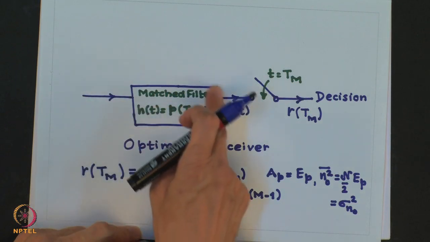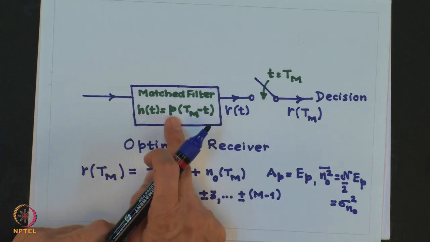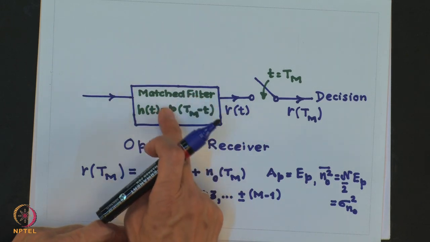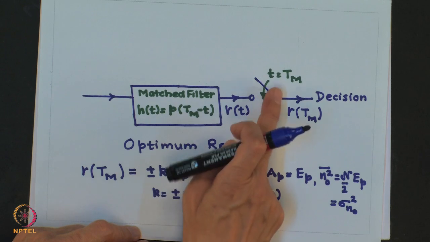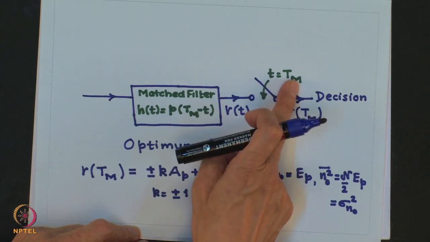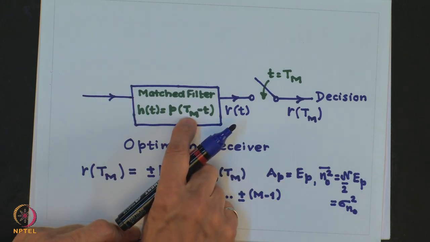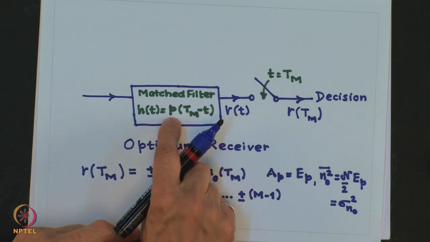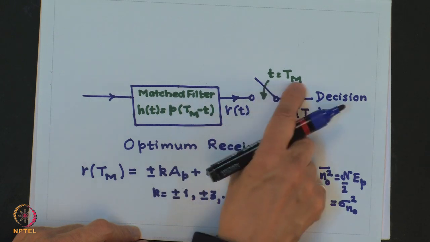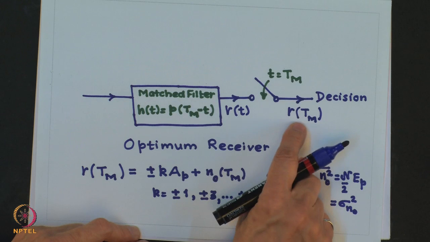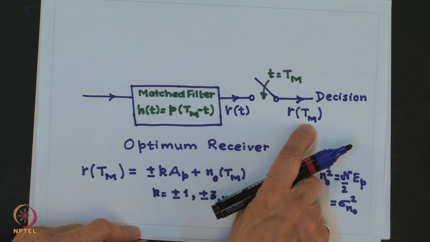My input signal is going to pass through a matched filter with an impulse response given by the mirror image of the signal p(t), and since we are going to sample at t equal to capital T_M, which is the duration of each pulse, you get the impulse response to be of this form. This signal is sampled at t equal to T_M, and we get the output to be R at the sampled instant T_M.